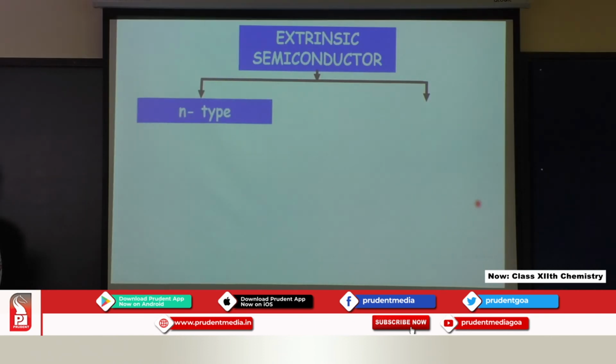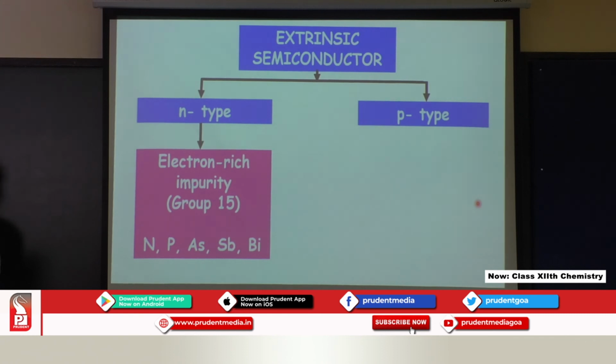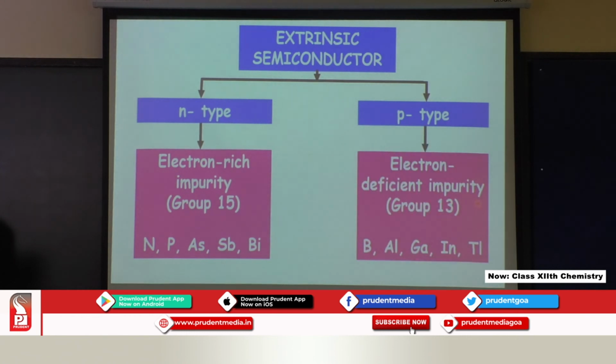Extrinsic semiconductors are divided into 2 types, as we have just seen, that is N-type and P-type semiconductors. N-type of semiconductors are obtained when crystals of a pure semiconductor are doped with electron-rich impurity from group 15, and these can be either nitrogen, phosphorus, arsenic, antimony or bismuth. A P-type semiconductor is obtained when silicon or germanium crystal is doped with electron deficient impurity, which can be any of the elements from group 13, that is boron, aluminium, gallium, indium or thallium.